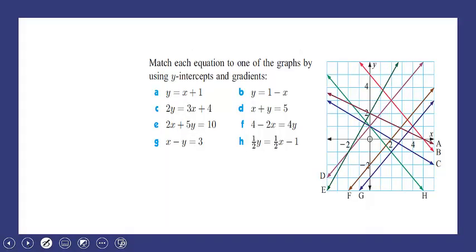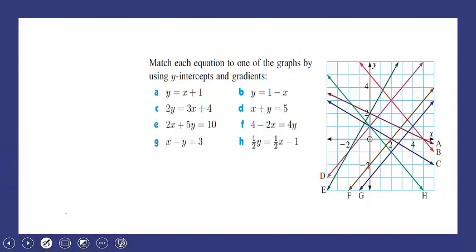All right, now we are on question 13. Question 13 asks you to match the equation to the graph. So each equation has got a number, a letter ABC in small letters, and each graph has got a letter ABC in large letters. So how do we do this?